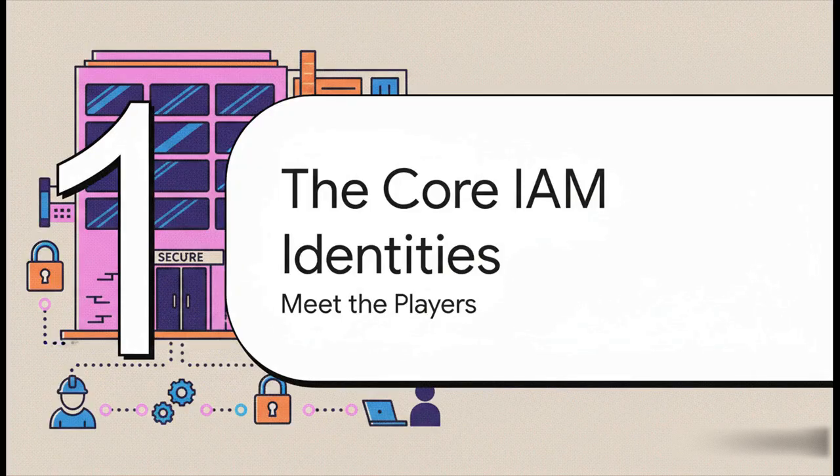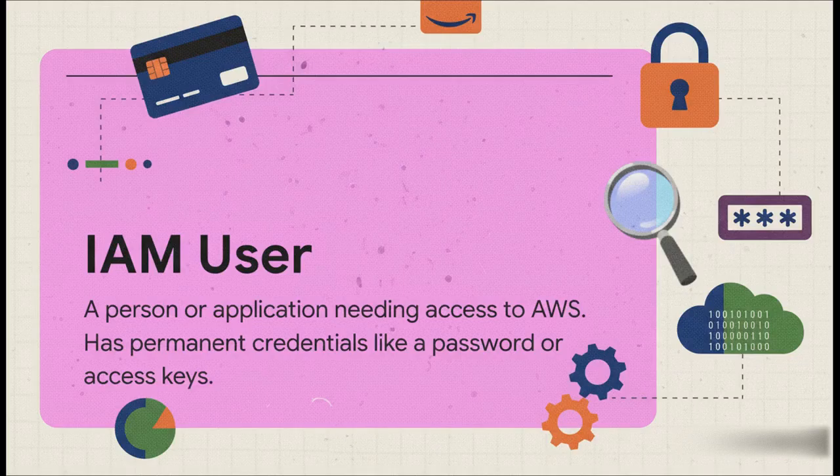All right, so let's break this down. The best way to get your head around IAM is to think of your AWS account like a secure digital office building. IAM is basically the security system that decides who gets in the front door and what they're allowed to touch once they're inside. First up, you've got the IAM user. Just think of this as an individual person or maybe a specific application. It's like giving an employee their own permanent keycard.